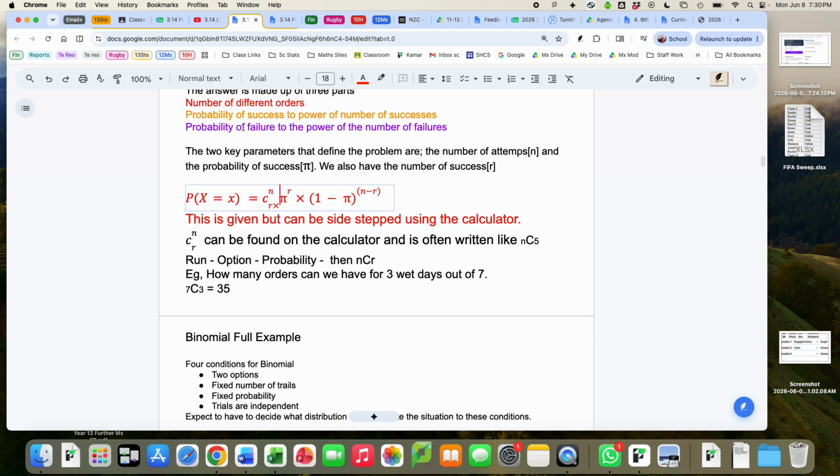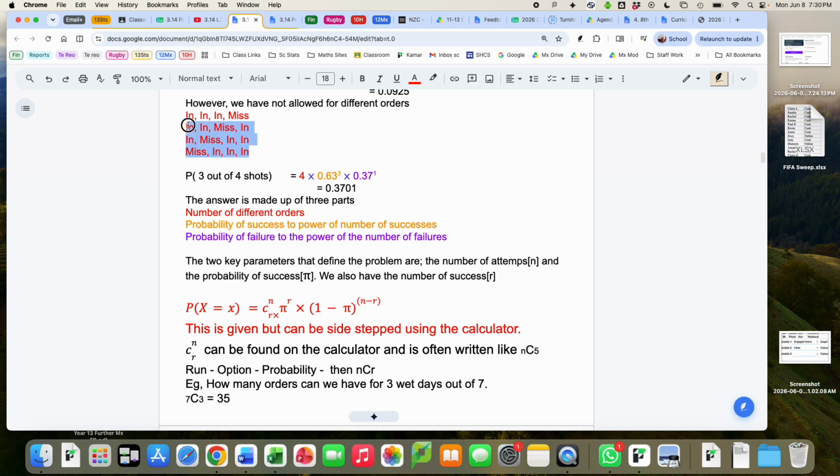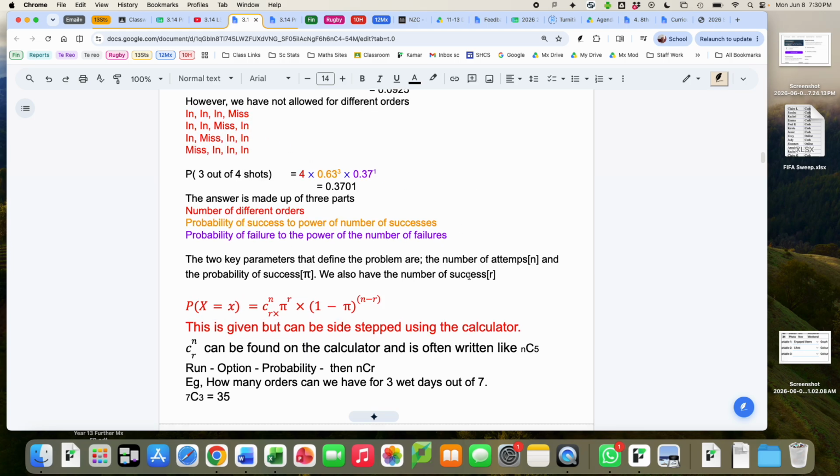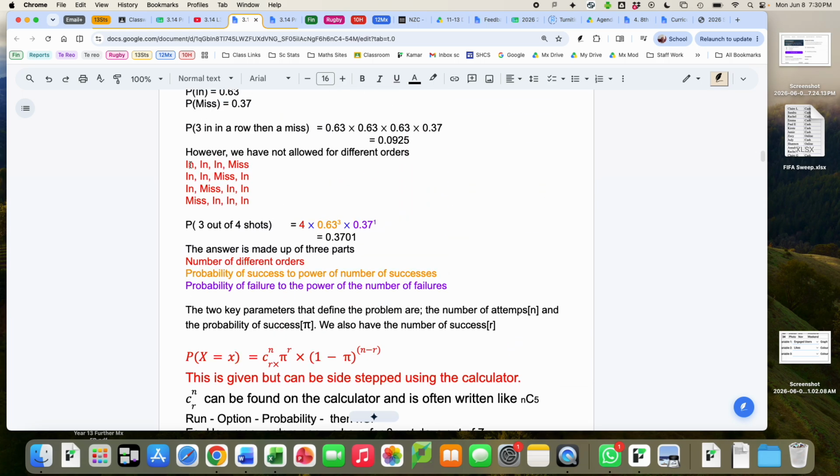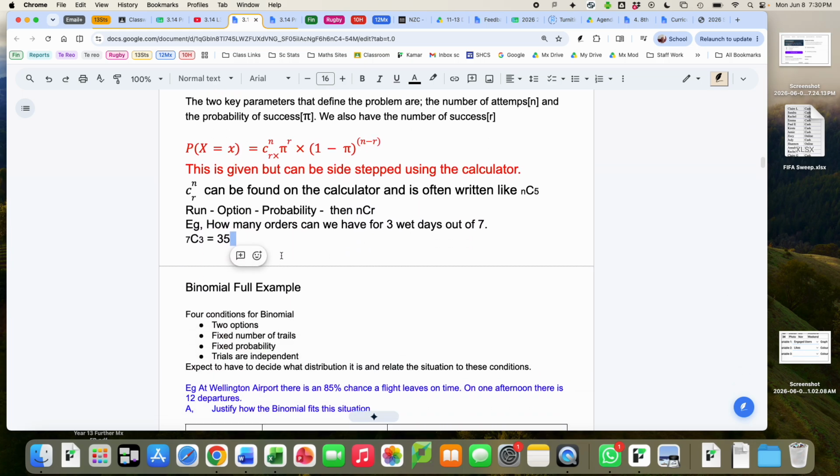Now, the whole listing thing here we can do in 2 ways. There is an nCr button on our calculator. If we go run option probability, then nCr, we can get it as an individual number. So how many orders could we have? 3 wet days out of a week, out of 7? That would be 7C3. If we put it in, we get 35 different ways. This one up here is 4C3. How that formula works is not part of the course at the moment, so we don't have to worry deeper than that.